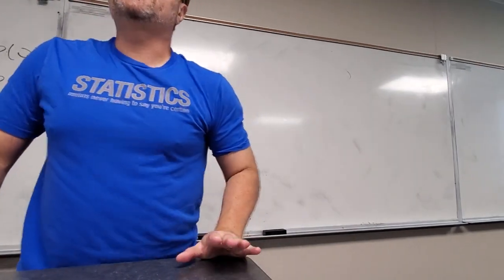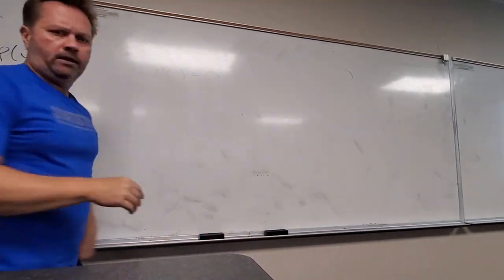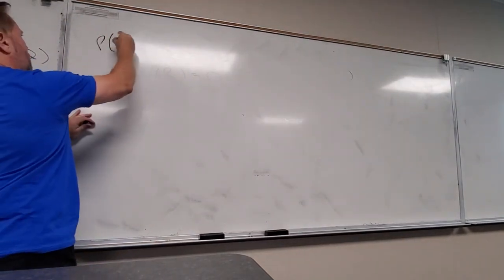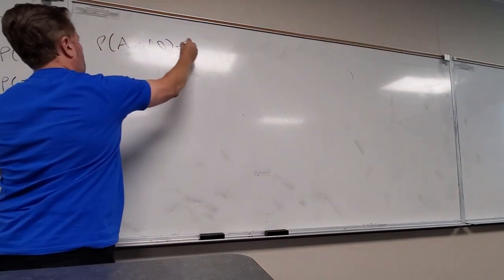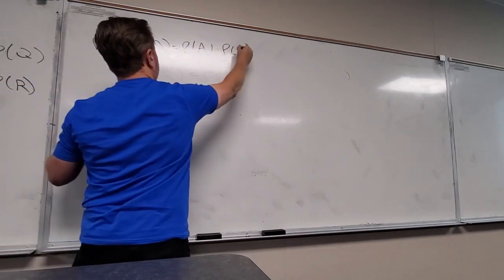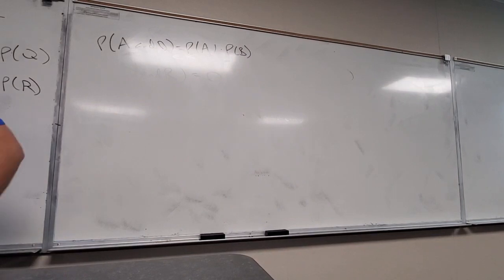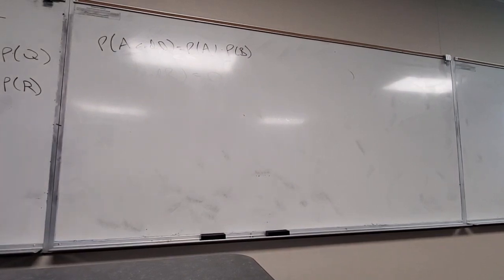See if anybody remembers: what's the only time that the probability of A and B equals the probability of A times the probability of B? What's the only time that's true? If they're independent. And that's the last thing I'll say. I just basically told you how to do number 43.